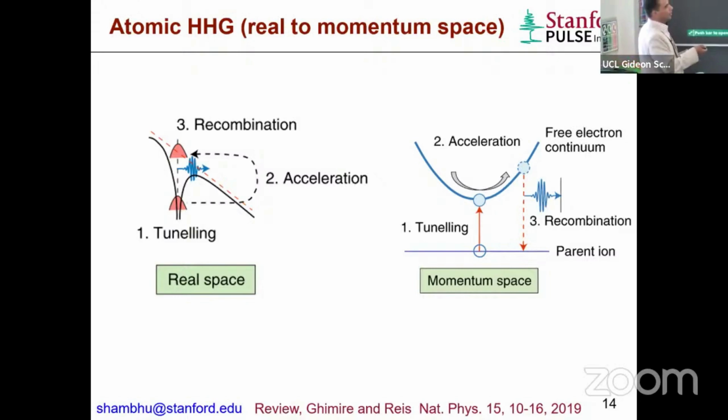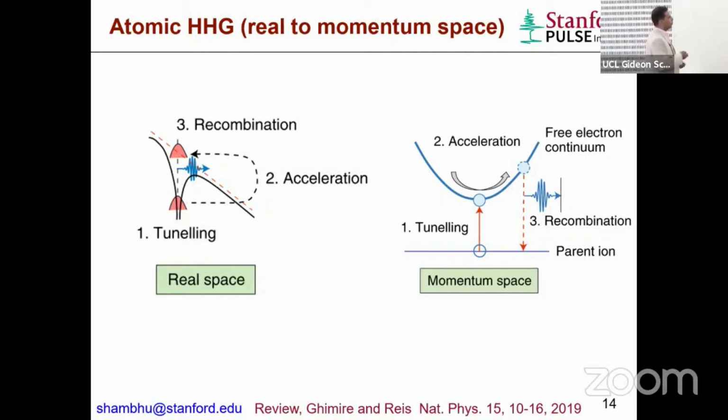This is what you see on your right, the momentum space description of this exact three-step model. You have this ground state, the parent ion, which is pretty flat, right? And you tunnel from the parent ion, this ground state, to this continuum. And this continuum is parabolic because it's a driven free electron in the vacuum, right? Strong field approximation: once the electron has left, it doesn't see the Coulomb potential. And then at some point, this electron can recombine to the parent ion, and this difference in energy comes out. So it's basically the same thing, but in momentum space.